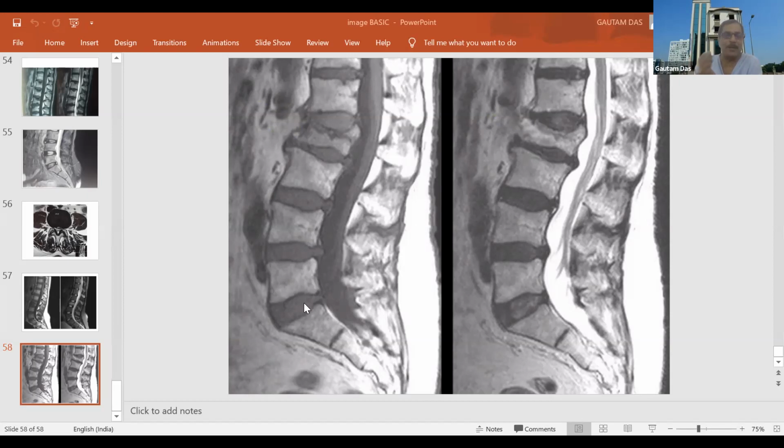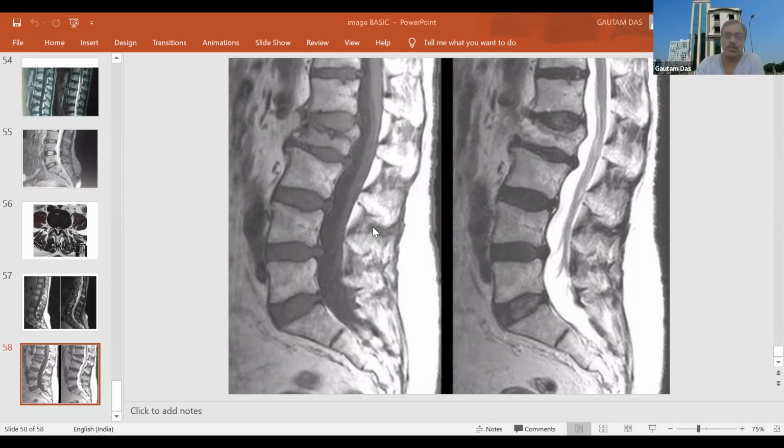But remember this way: if no fat, then black. If a lot of fat, white. Right? A little bit of fat, it will look gray. And in T2, both fat and water will be looking white. No fat, no water, that will be looking black.